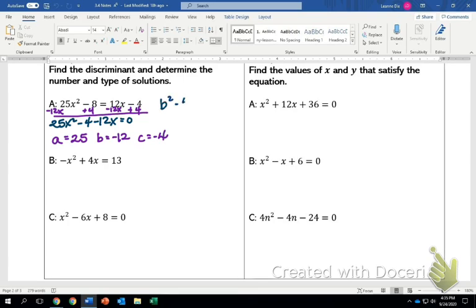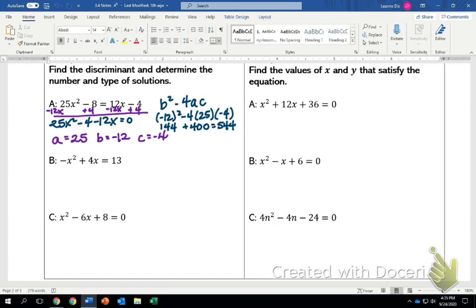Once I'm done with that, I'm going to plug it into my discriminant, which is b squared minus 4ac. So we plug in, and it says b comes first, which is our negative 12. So it's going to be negative 12 squared minus 4, because that's part of my equation. It's just part of the formula, times a, 25, times c, which is negative 4. The first portion is going to give me 144. And then the second portion is going to give me a positive 400, combine everything to get 544. And so our discriminant is positive.